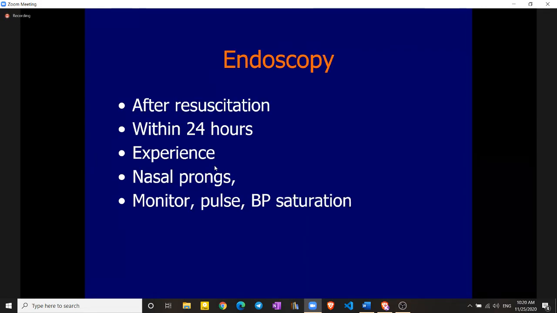Then the next is endoscopy. So here the important thing about endoscopy is that it comes after resuscitation. Don't just drag patients for endoscopy and have them arrest at the endoscopy unit, because that will cause more problems, right? Then endoscopy within 24 hours is ideal, within 12 hours is better, but less than 12 hours is not necessary. They have shown that that is a problem, right?